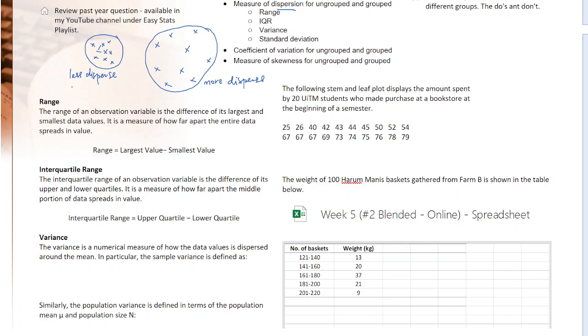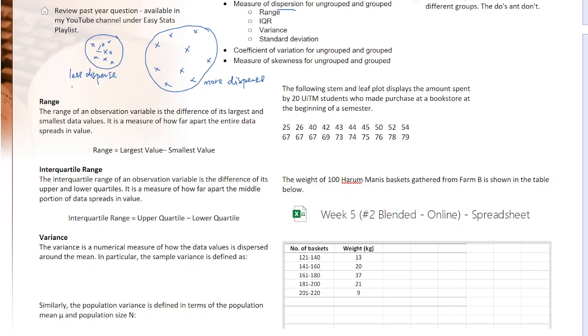So that is basically what dispersion and variation mean. We are looking at more detail instead of just looking at one value, like we did before in calculating the mean, median, and mode, and also the quartile. Those were basically point estimates.